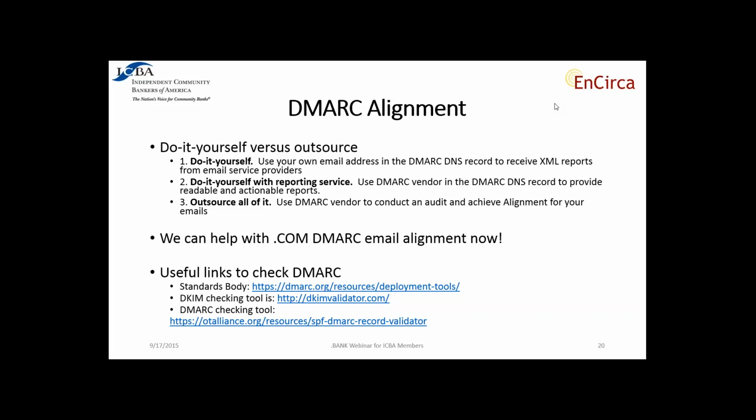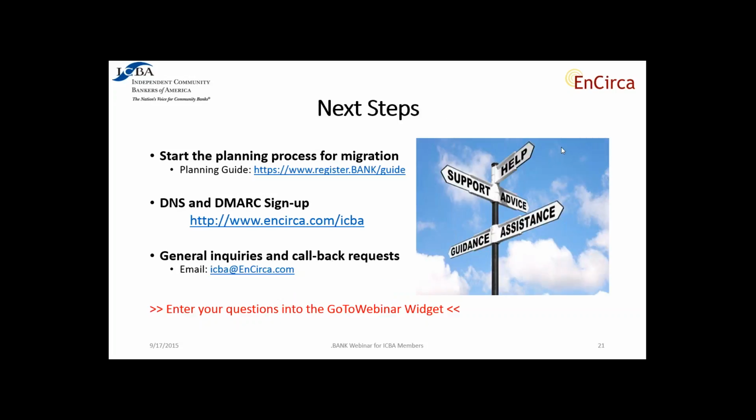So finally, in terms of what our package is for DMARC, as I explained to you, that $1,500 a year would cover both .com and .bank. So even if you're not ready to migrate, we can get you into DMARC alignment for your .com website as well. So that's our webinar for today. I'm going to hand this back to Andrew and see if there are any other questions.